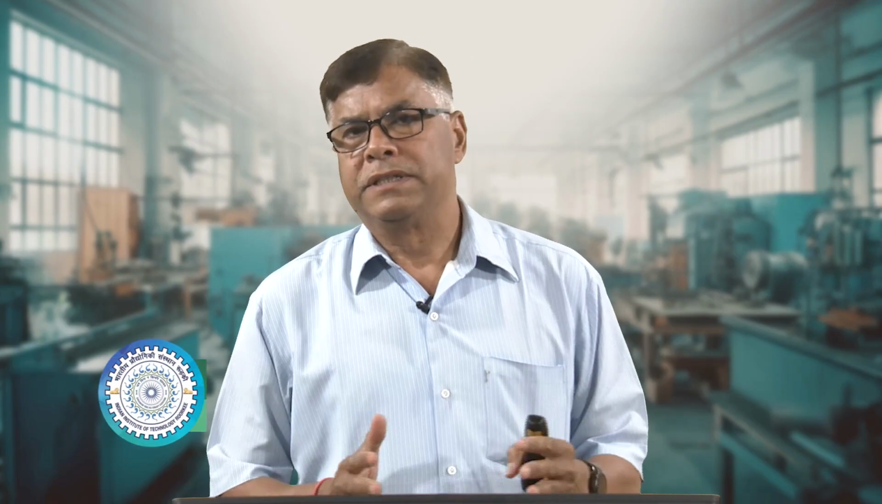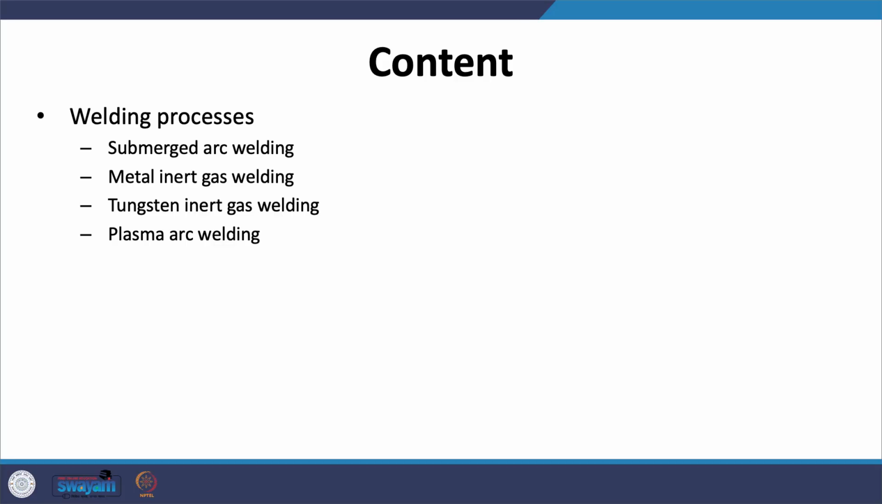Welcome you all in this presentation related with the subject material processing, fundamentals and practical. And we are talking about the welding of metals. In this particular presentation, I will be talking about the 4 arc welding processes, and these processes are submerged arc welding, metal inert gas welding, tungsten inert gas welding and plasma arc welding.